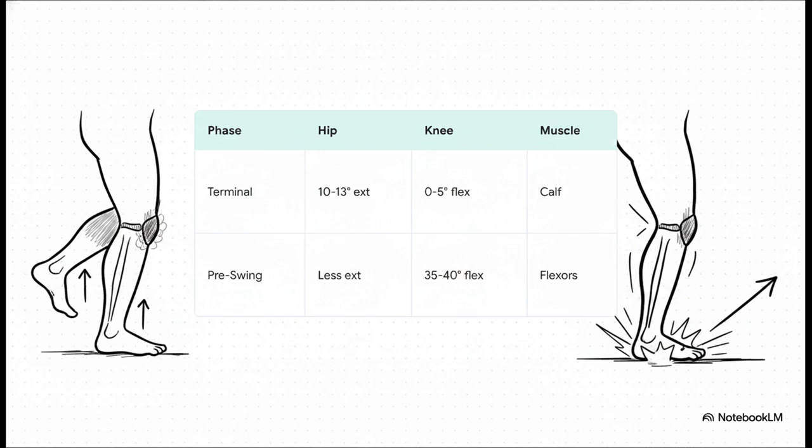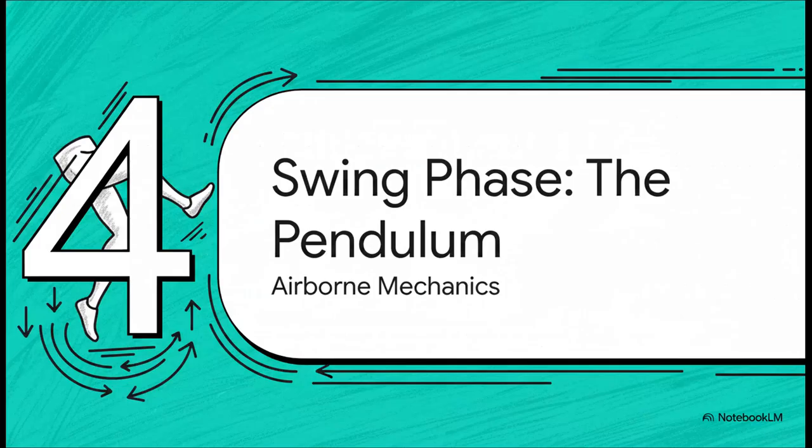Then, as we hit pre-swing, the knee rapidly flexes to 35 or 40 degrees, and ankle plantar flexion cranks up to 20 degrees. That right there provides the final explosive burst of propulsion as your toes literally leave the ground. Next up is Section 4, Swing Phase, the Pendulum.